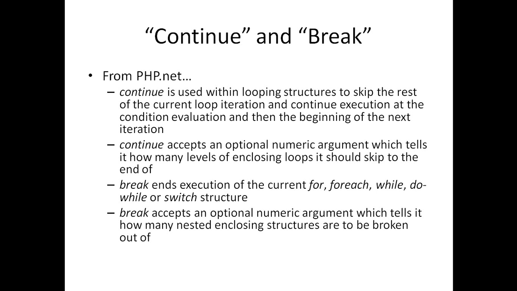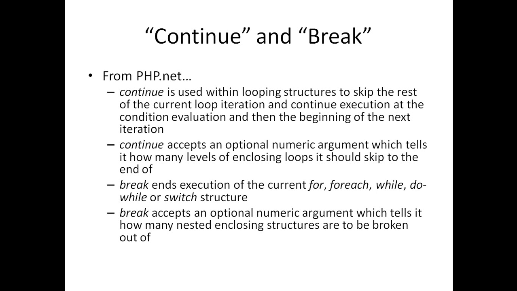Alright, so here's how continue and break work. Continue is used in looping structures to skip the rest of the current loop iteration and continue execution at the condition evaluation and then the beginning of the next iteration. You're literally continuing in your loop. You're just going to the next iteration after your evaluation of your condition, though. Continue accepts an optional numeric argument which tells it how many levels of enclosing loops it should skip to the end of. That's important because if you are nesting loops, you need to know which loop you want to jump to.